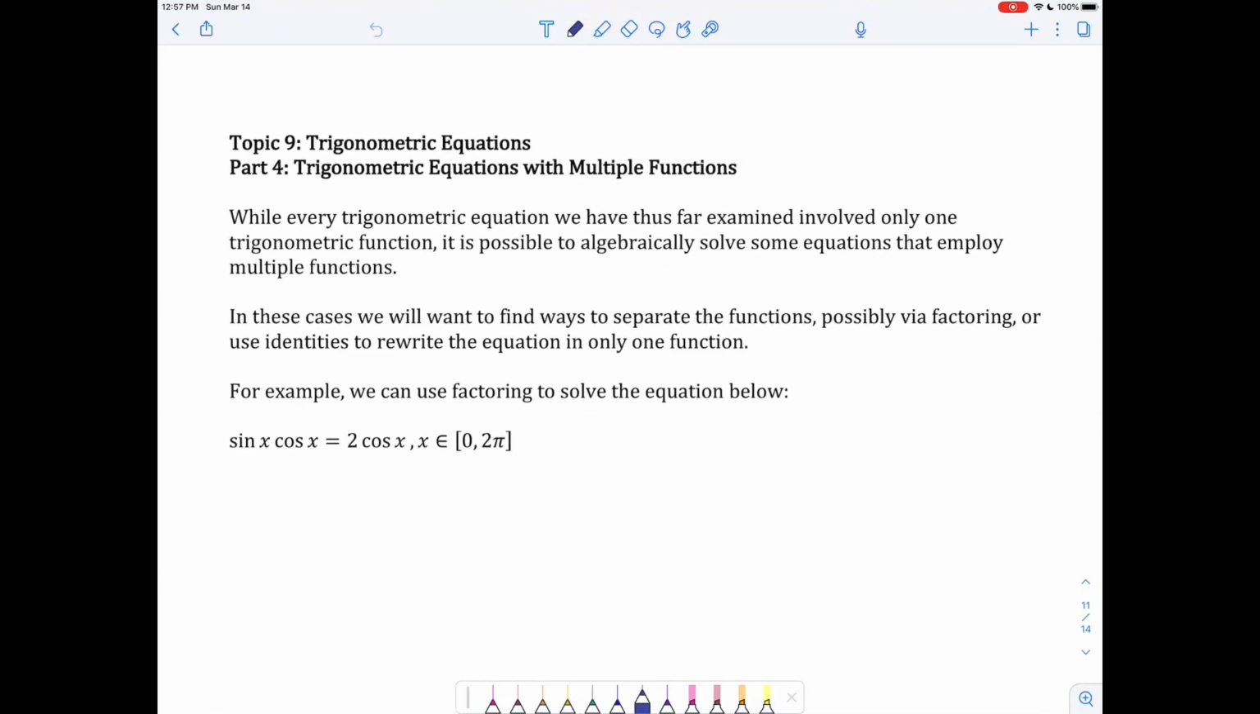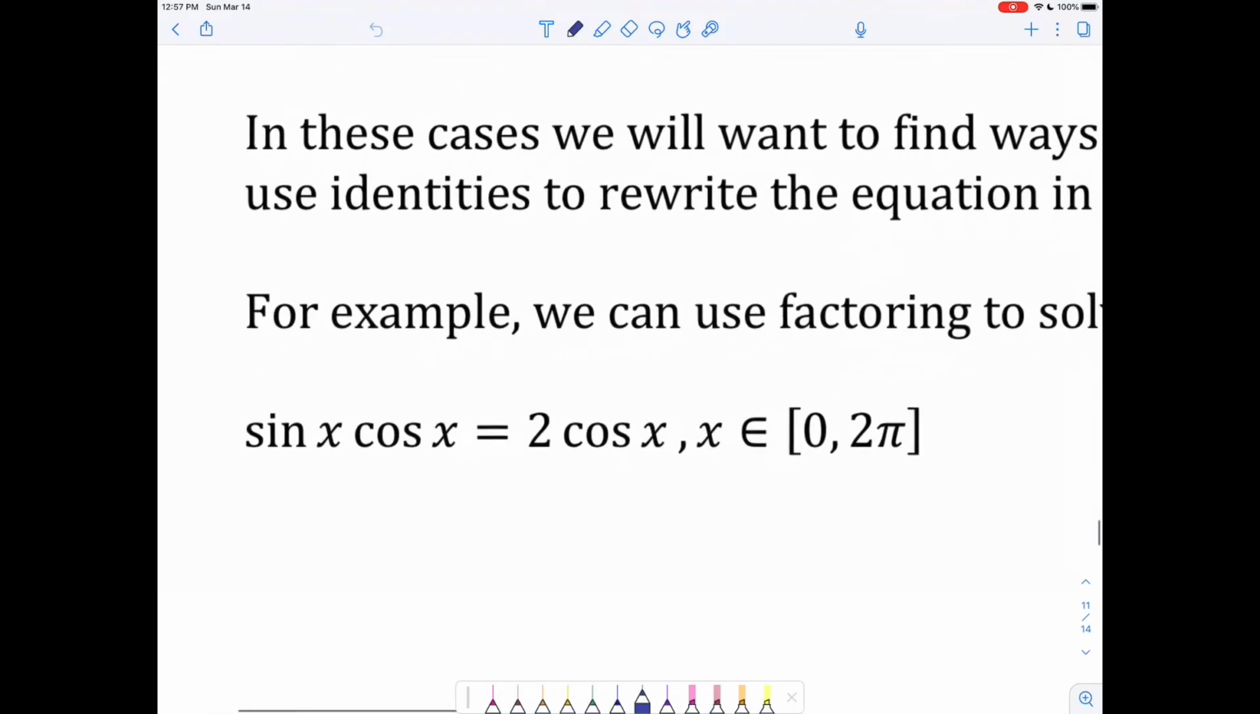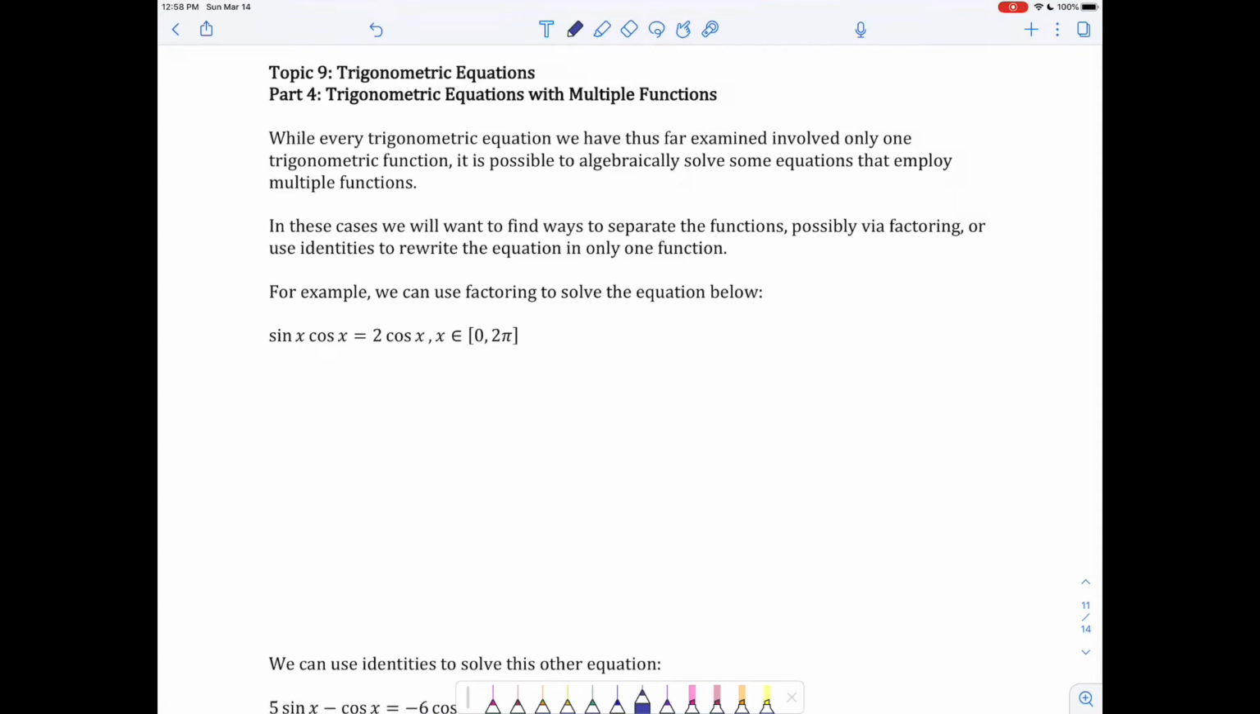And today, we're going to look at trig equations with multiple functions. So here we're going to have trig equations like this, where it's not just based on sine x, and it's not just based on cos x. We've got both of them involved here. And this could potentially be a bit tricky. It's going to challenge how we think and how we approach these kinds of scenarios.